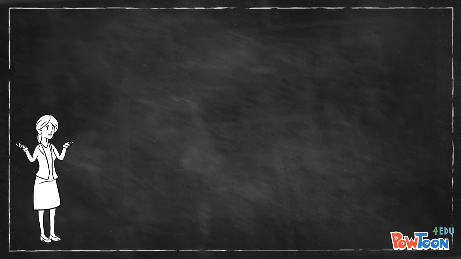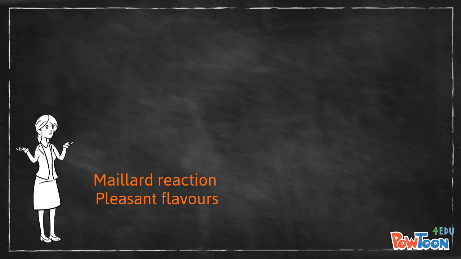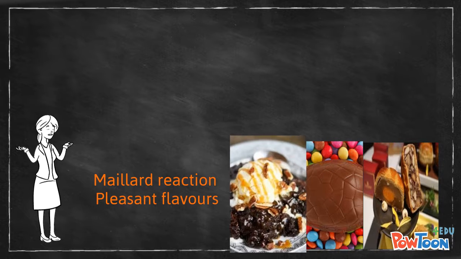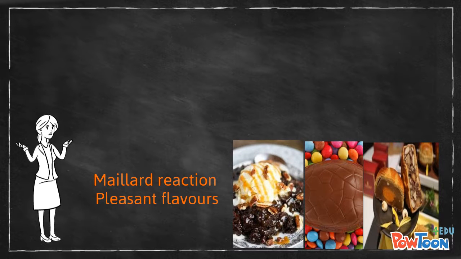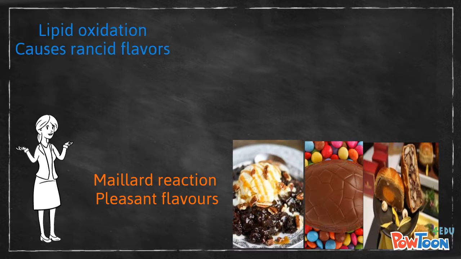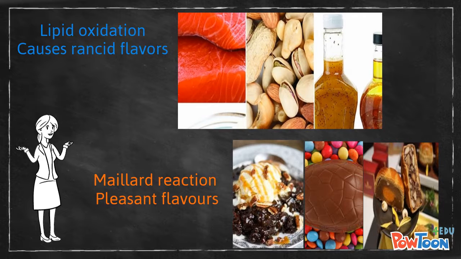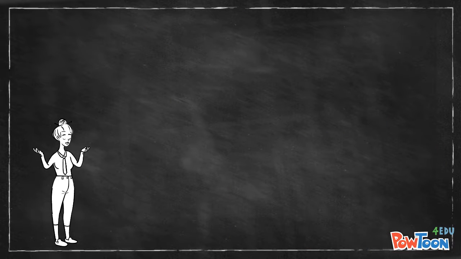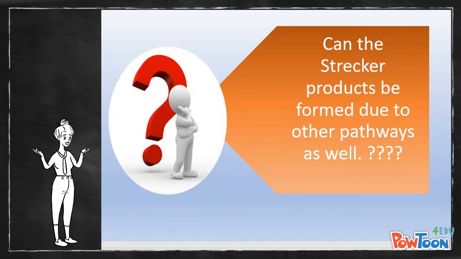The Strecker degradation of amino acids has emerged as a seemingly endless source of flavor-significant compounds since its discovery almost 150 years ago. Maillard reaction is related to pleasant flavors. How about lipid oxidation? Lipid oxidation is responsible for the rancid flavors during storage. The question is, can the Strecker products be formed due to other pathways as well?